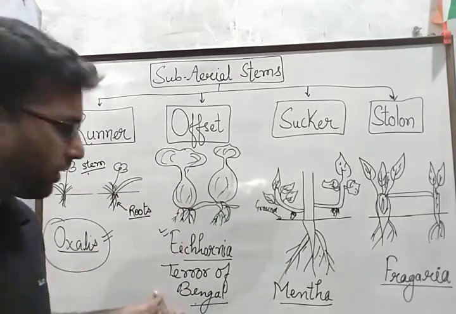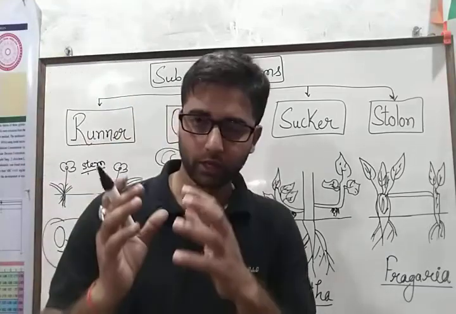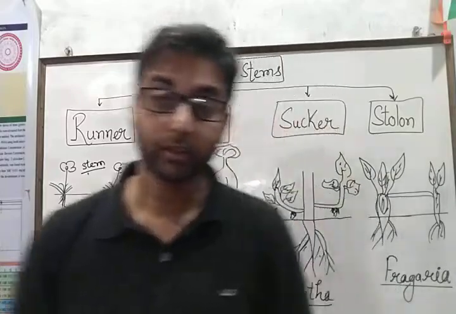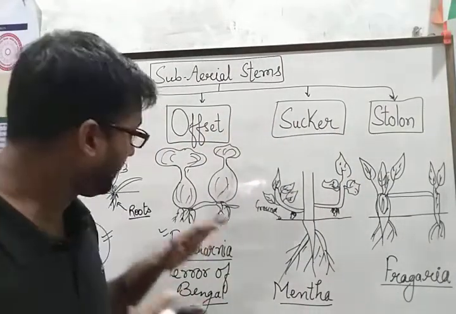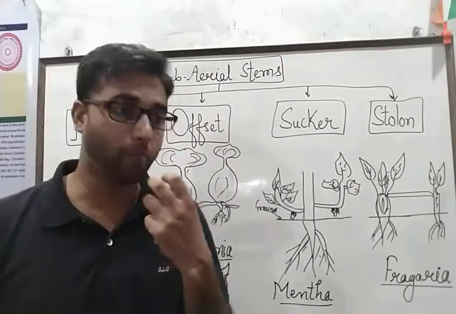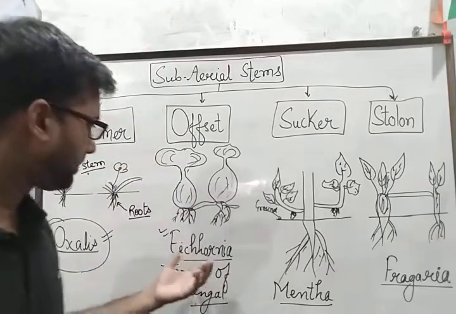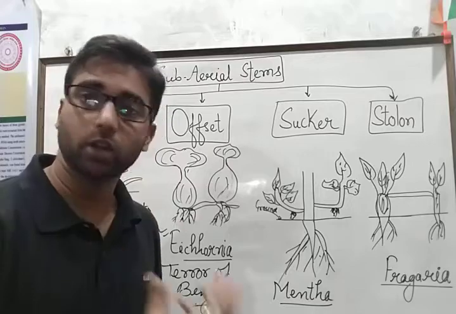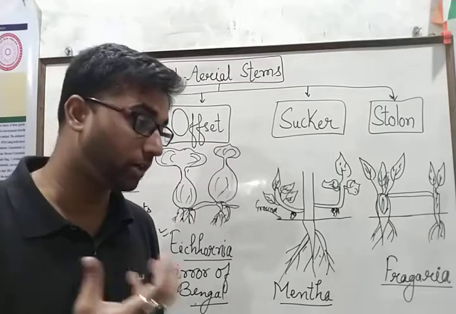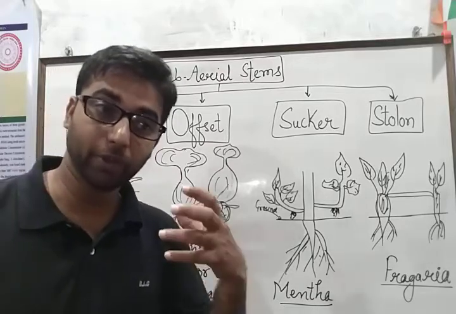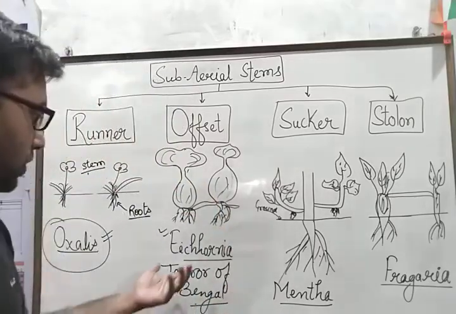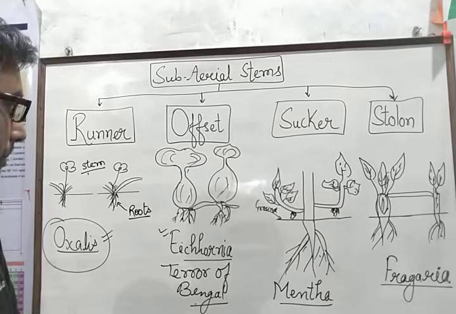इसको टेरर ऑफ बंगाल क्यों बोलते हैं? क्योंकि Eichhornia crassipes actually grows at a very high rate whenever it is present in any of the water bodies, say a pond or somewhere else. It grows at a very high rate and uses almost all of the oxygen in the water body, और उसकी वजह से वहाँ पे जो aquatic animals होते हैं वो die कर जाते हैं. So this is called Terror of Bengal.